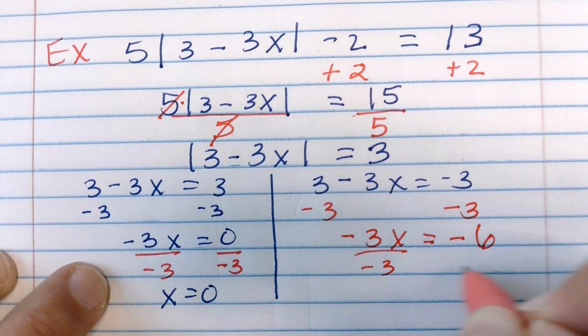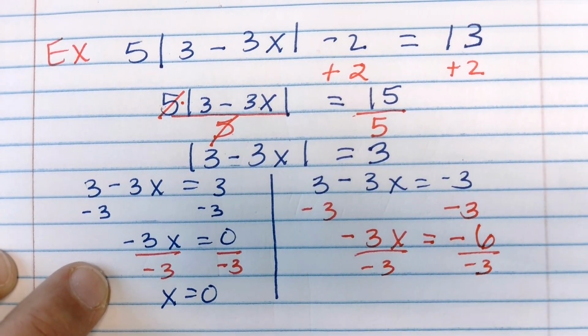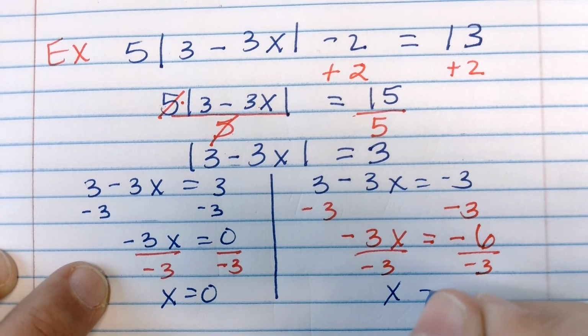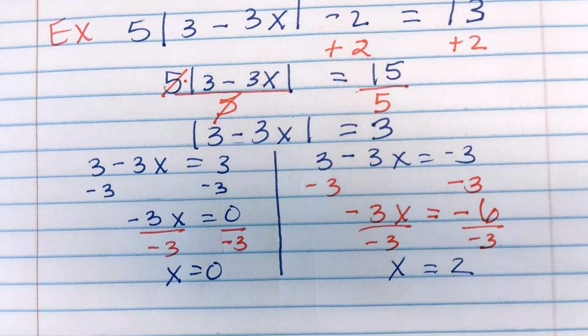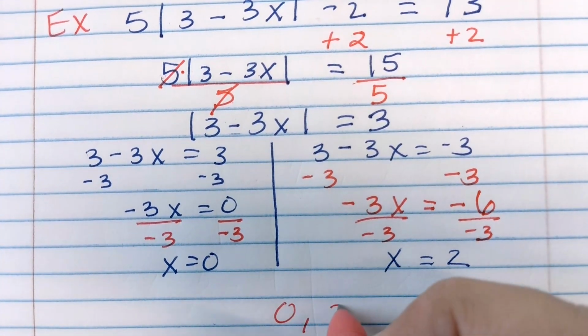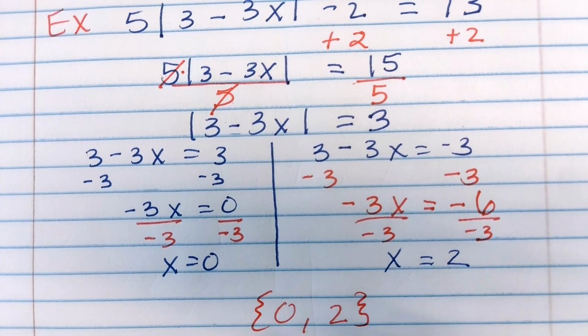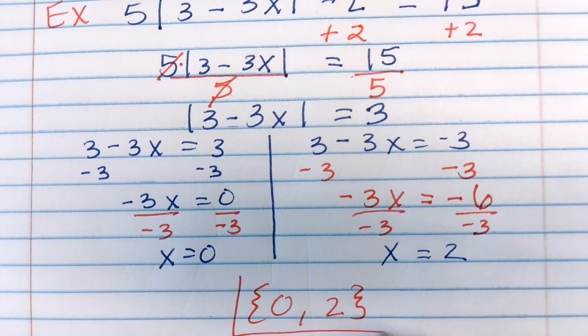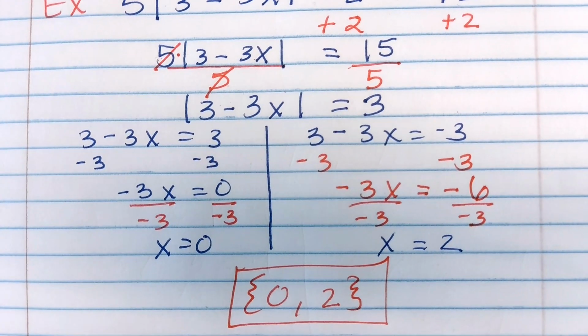Divide by negative 3. Okay, so those are our two answers, 0 and 2. Zero is a valid answer.